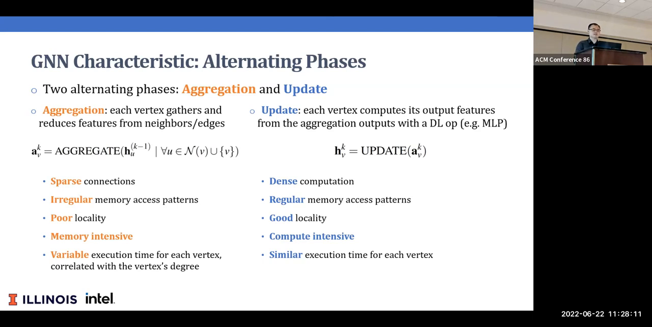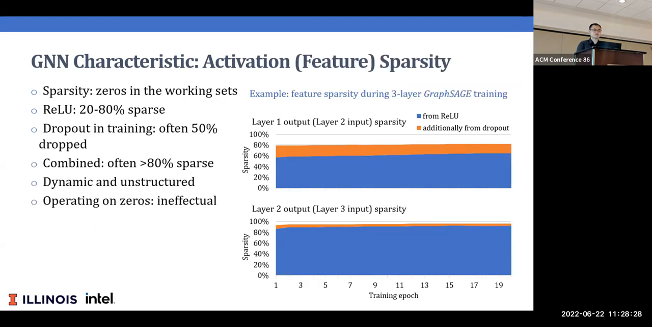Update is like other DNNs. It contains dense computation, which is regular and compute intensive. The update time of each vertex is similar. The aggregation phase dominates the execution time and often contributes to over 80% of the total execution time.